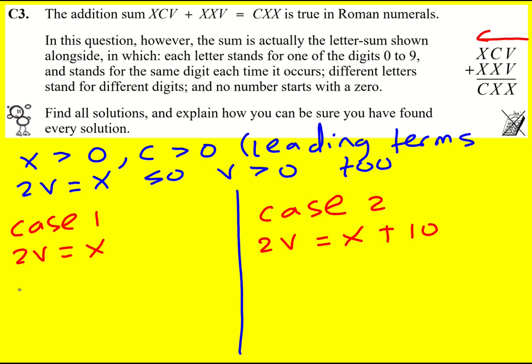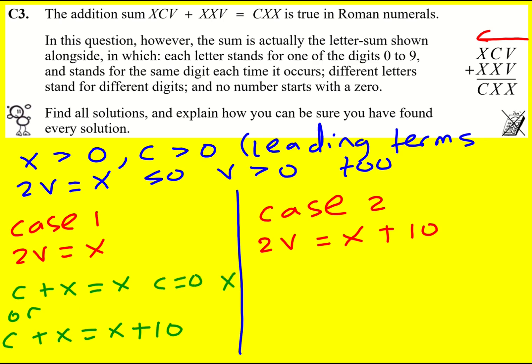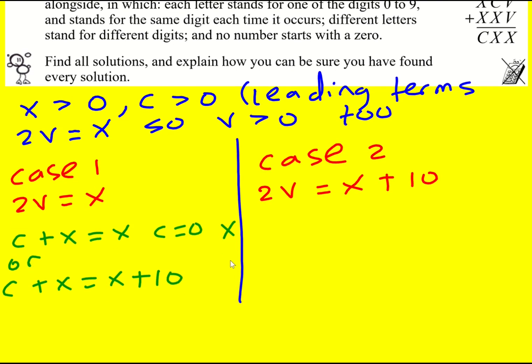So if we go on to the next column, we would then have c plus x is equal to x, or c plus x is equal to x plus 10, so more carrying. Now in this scenario, we'd get c is equal to 0, which we've said is not true, so we can reject that one. And in this one, we'd get c is equal to 10, which it can't be either. So no solutions for case 1. All right, just write a few words about why that is, but otherwise it's this sort of working.